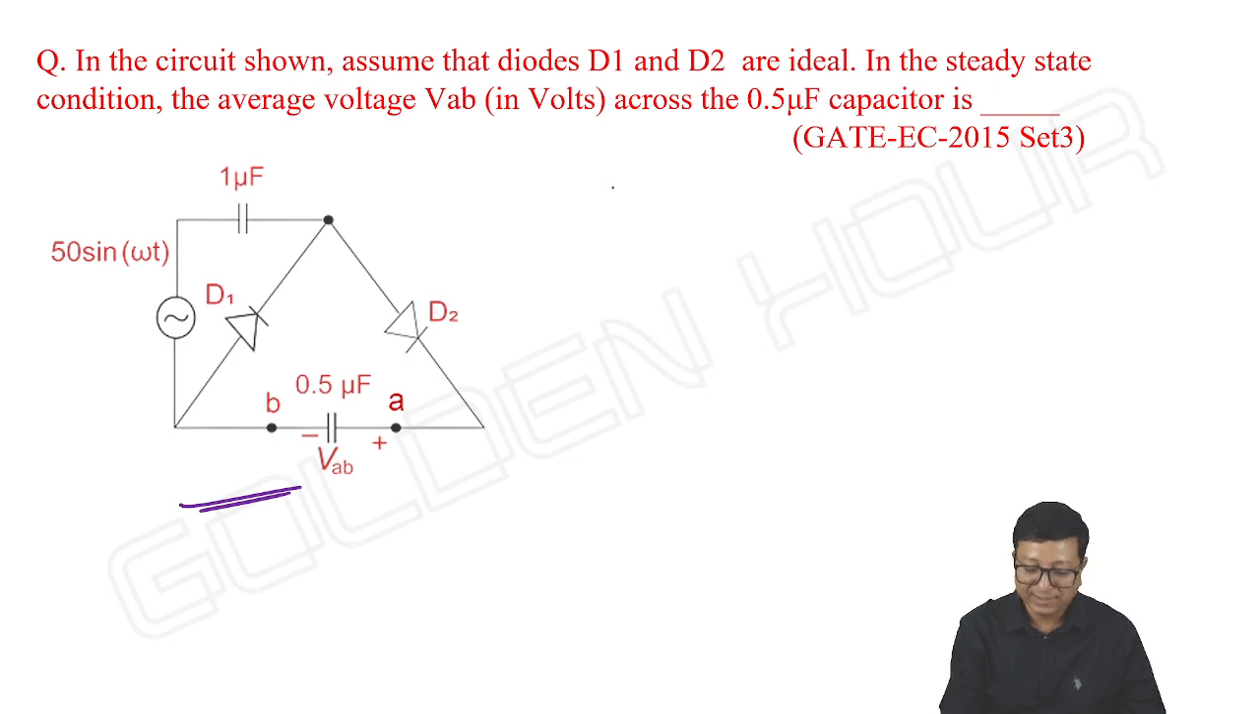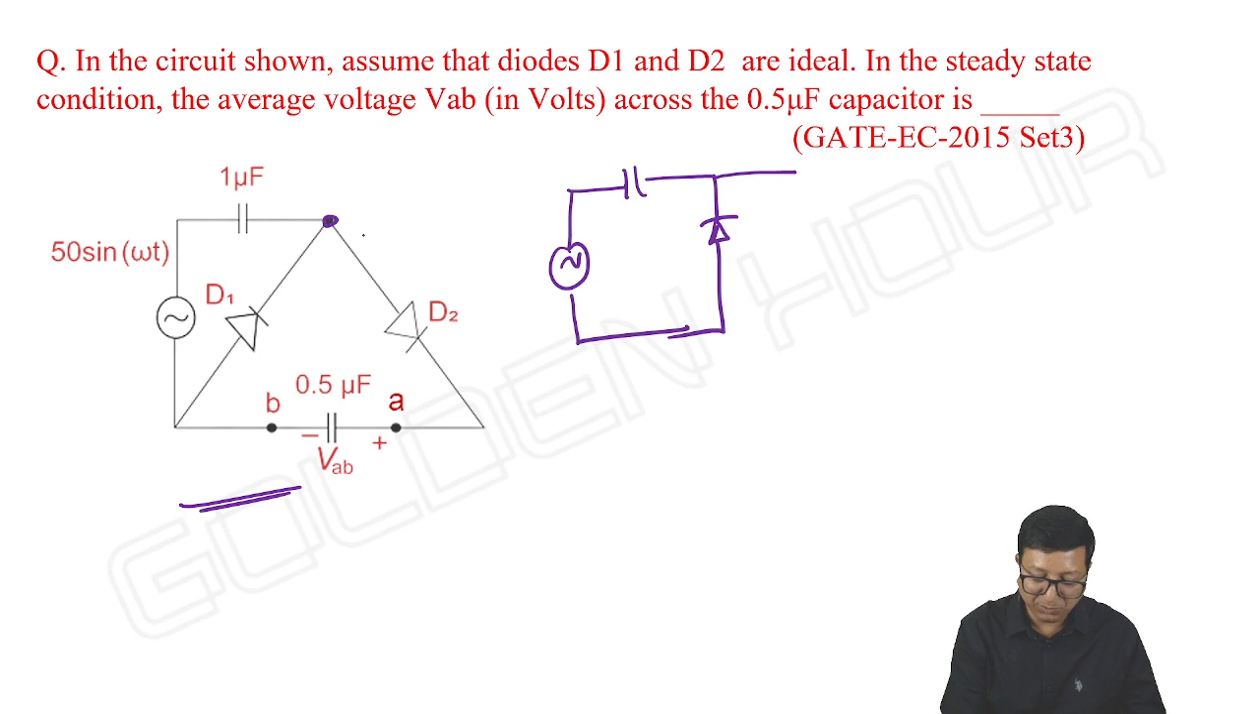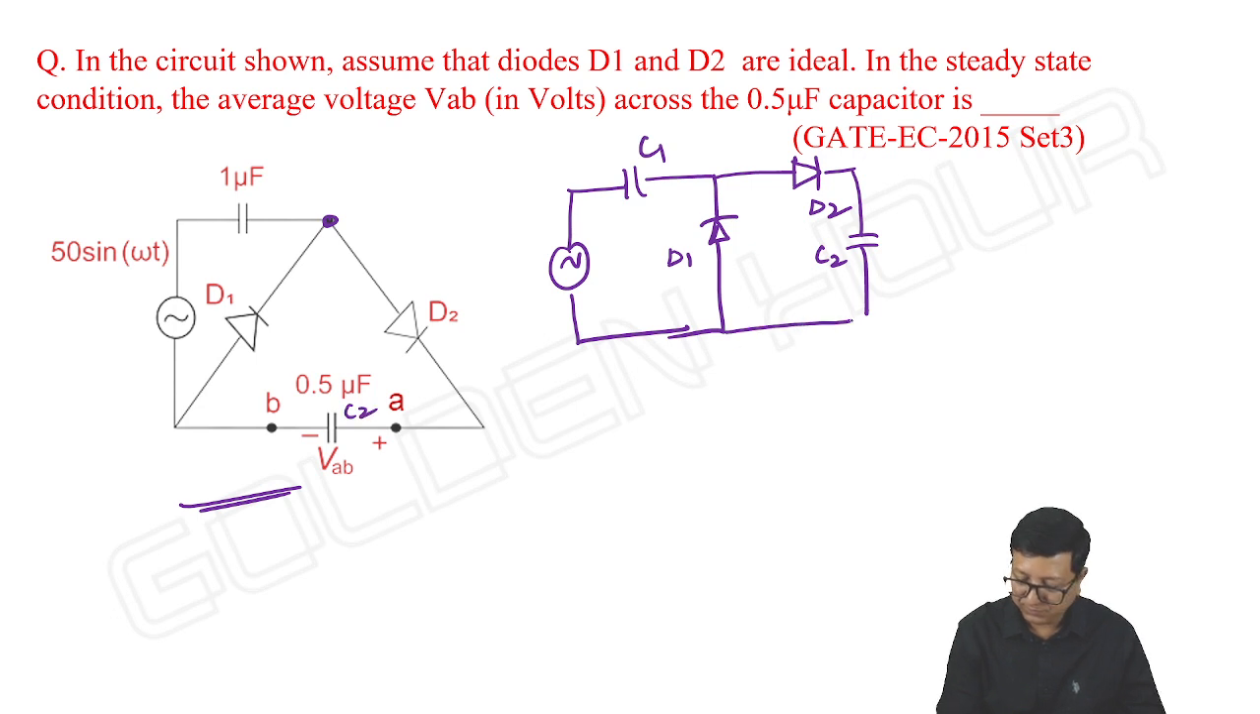To be frank, there is nothing in this. You see, this is our input. Now, take this diode upwards. Next, from this point, we have one diode D2, from D2 to capacitor C2. That's it. See, this is how this circuit and this circuit are one and the same.